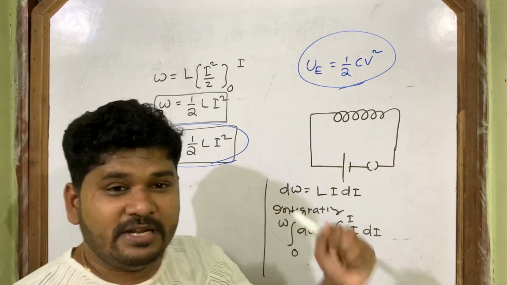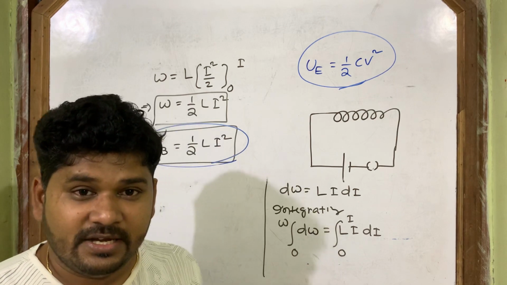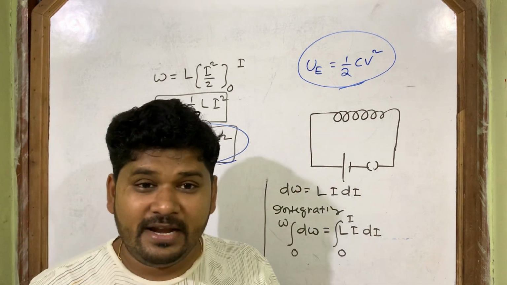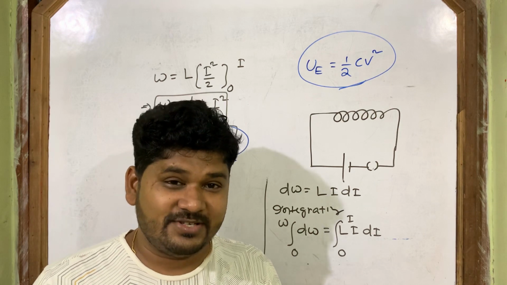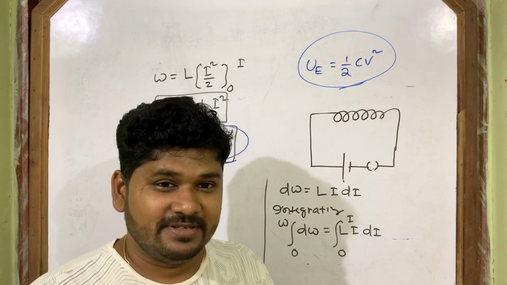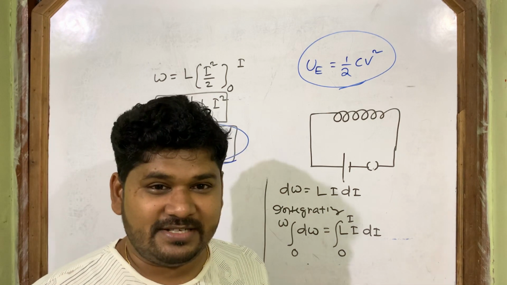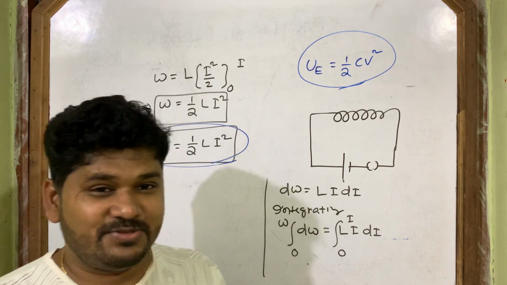There is also similarity in name, similarity in constant, similarity also in formula. For that I told the capacitor and inductor, they are just two sisters. One is ruling in electricity, another one is ruling in magnetism.